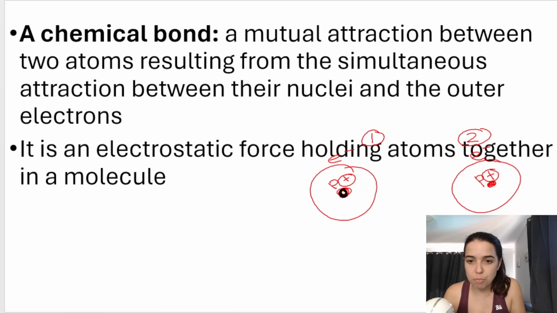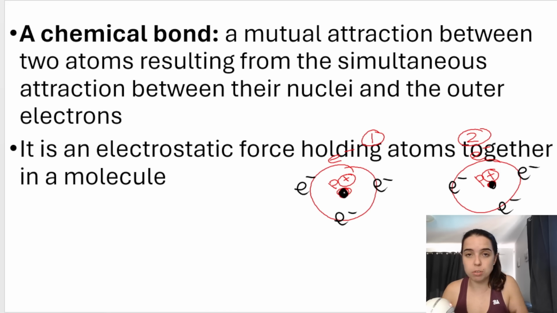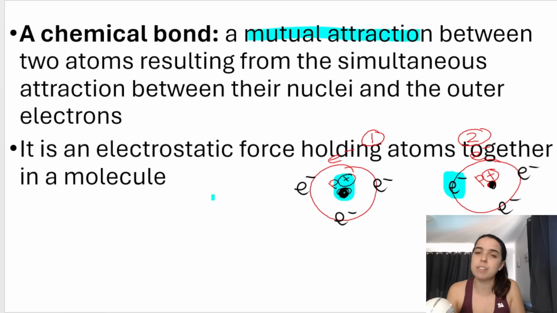We've got positive protons in the nucleus, and we've got negative electrons that surround the nucleus in the outer orbitals. This is atom number 2 over here. Again, positive protons in the nucleus and negative electrons in the orbitals that surround the nucleus. Now, basically what they're saying is that it's a mutual attraction between 2 atoms. The positive protons here are attracted to the negative electrons of the other atom, and vice versa. You can see here, the negative electrons here are attracted to the positive protons there.